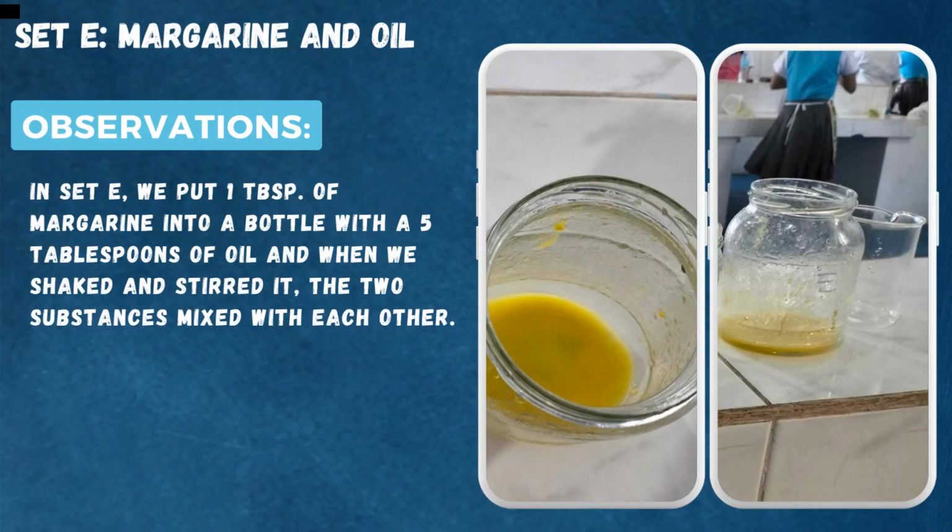In set E, we put 1 tablespoon of margarine into a bottle with 5 tablespoons of oil, and when we shake and stir it, the two substances mix with each other.